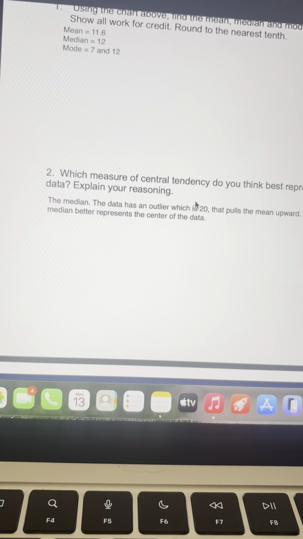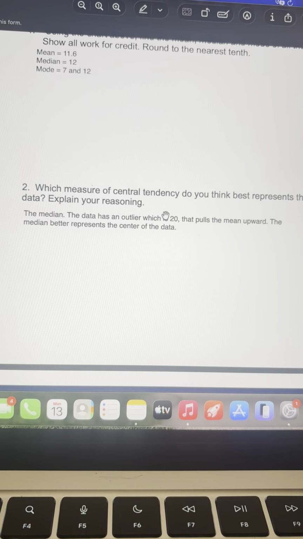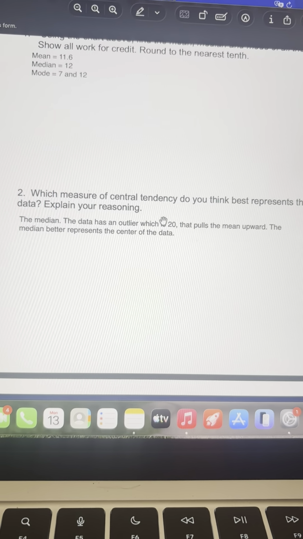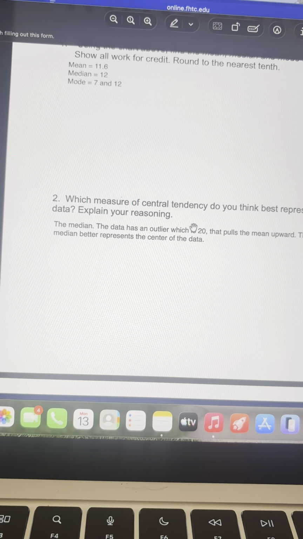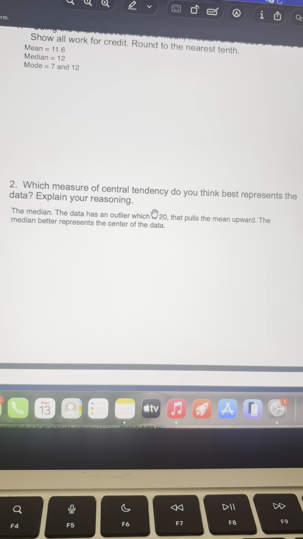And then number 2, which measure of the central tendency do you think best represents the data? I think the median, because the data has an outlier, which is 20, that pulls the mean upward.